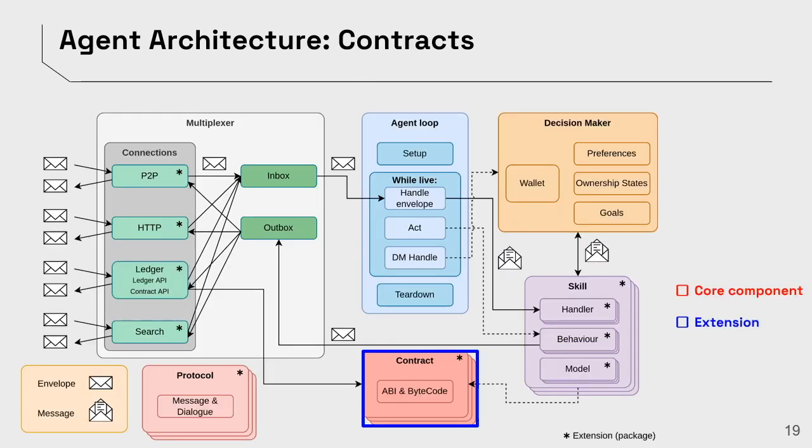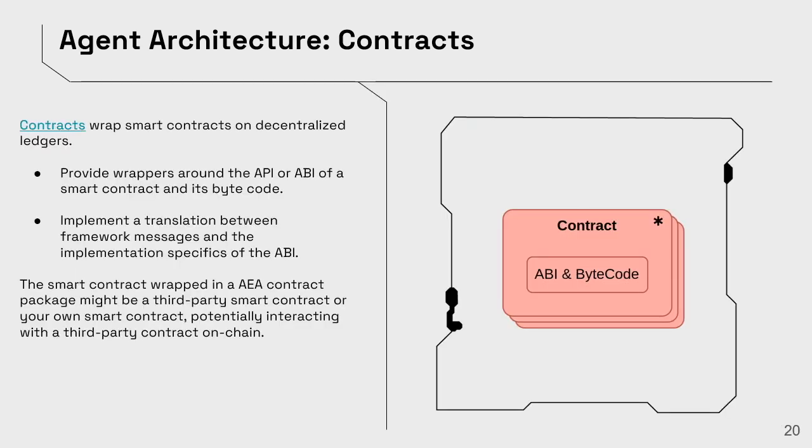The next component of the library are contracts, which are also part of the extensions. The contract object of the library is simply a wrapper for smart contracts on the decentralized ledger. They provide a wrapper around the API or ABI, and they implement a translation between the framework messages and the implementation specifics of that ABI. The contracts that can be wrapped can be either third-party smart contracts or your own smart contracts.